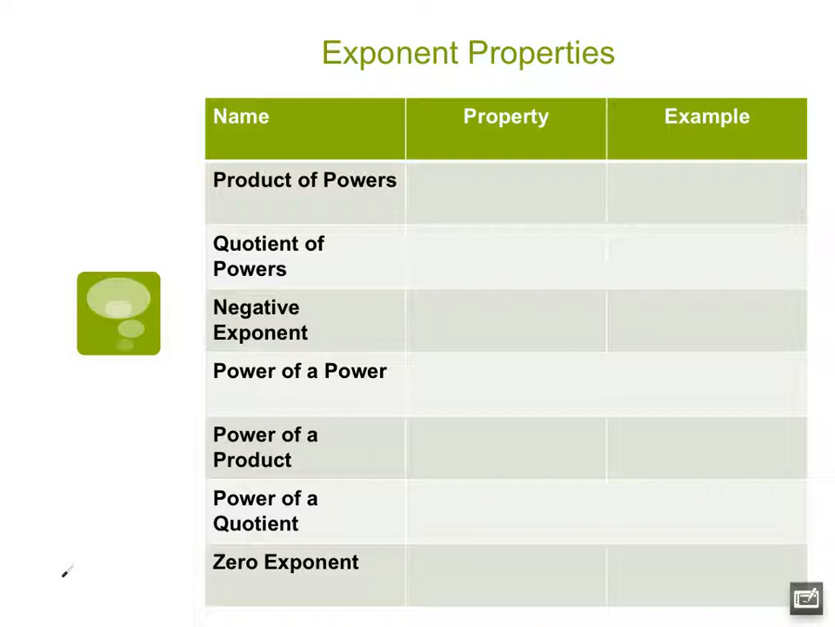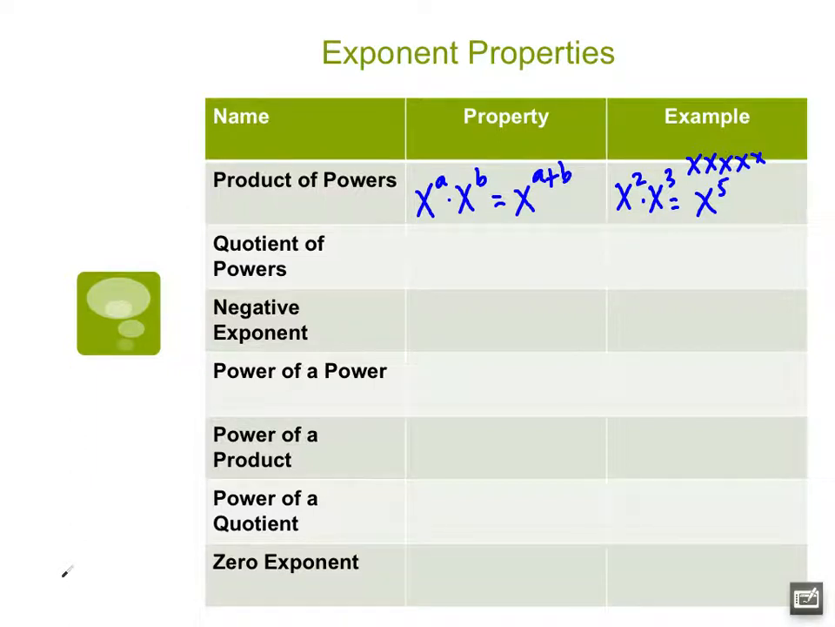Okay, so the first rule we're going to look at is the product of powers rule. An example of this is x squared multiplied by x to the third. Remember that x squared is x and x. X to the third is 1, 2, 3. So in total, this is 5 x's. So in general, if we have x to the a multiplied by x to the b, you want to add the exponents, not multiply them.